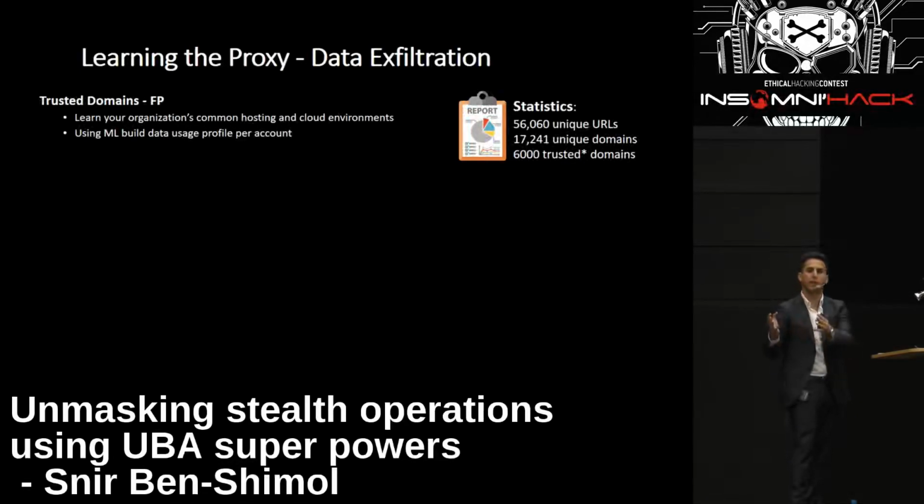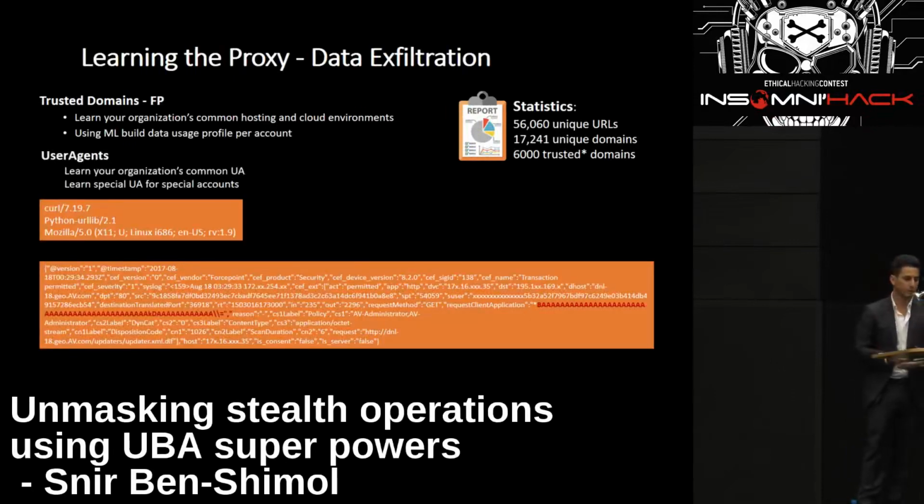If one domain has a very good reputation for hosting service, but nobody from the organization works with that cloud or hosting server, and now I see that someone is continuously working with that domain, I want to see what's going on there. So I need to find a way, using the proxy logs and looking at the whole organization, to learn the patterns, the trusted domains of the organization. If I do that, I will create a better reputation by my own. Using machine learning, of course, we can learn it by the profile.